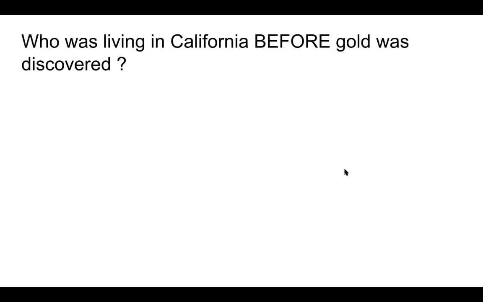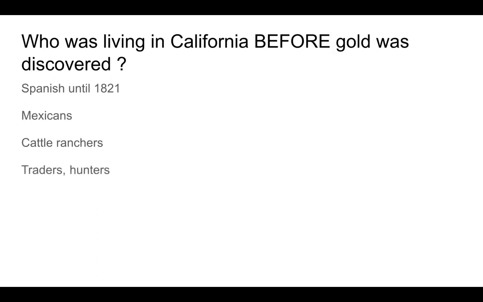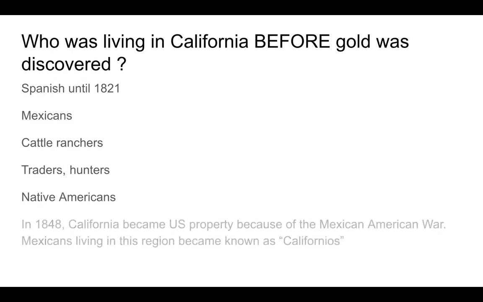So who was living in California before gold was discovered? I think it's important to always check in with that context. California is not created out of the gold rush. So this was Spanish territory for a very long time until they are kicked out in 1821, and then it is Mexican territory. So you have a high Mexican population. You do have cattle ranchers that are coming in from other parts of the country, so they're using it for grazeland, traders and hunters as well. Native Americans, of course. We'll take a look at a map of all of the different Native American groups that were in the area as well.